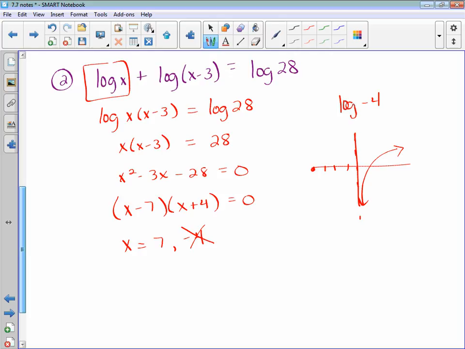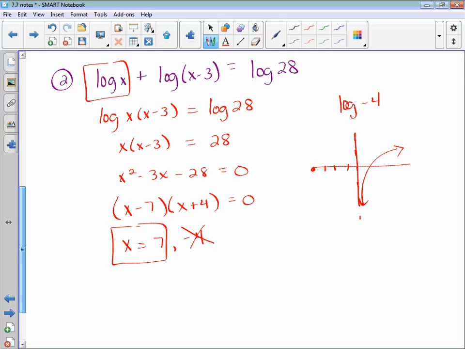So for the answer, I would just tell me x equals 7. Show the work that you didn't accept negative 4 as a solution. You don't have to separately tell me that negative 4 is an extraneous solution. I may ask you about extraneous solutions, but if I don't, you can just tell me x equals 7.